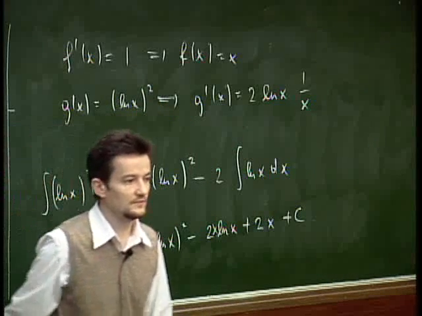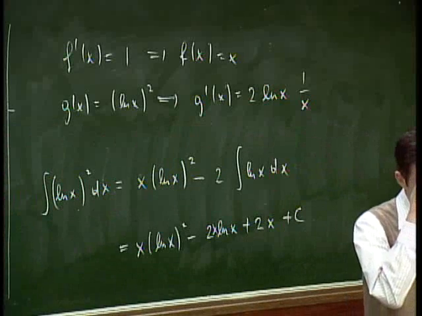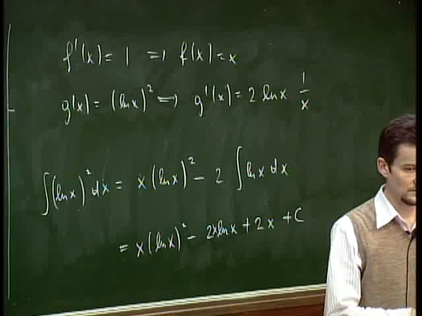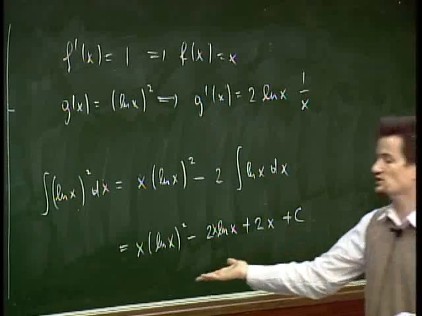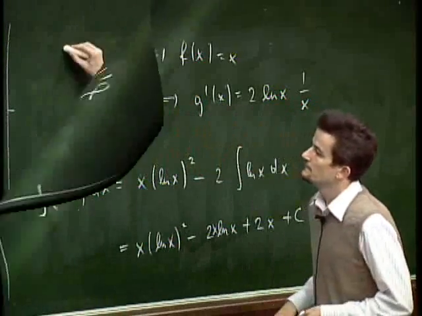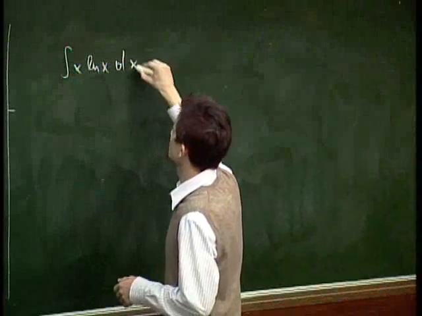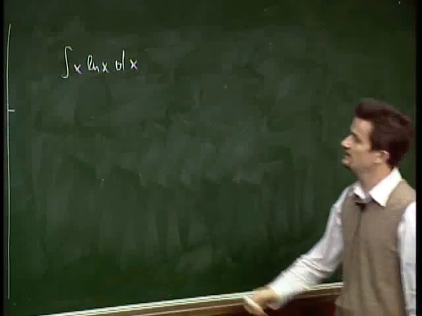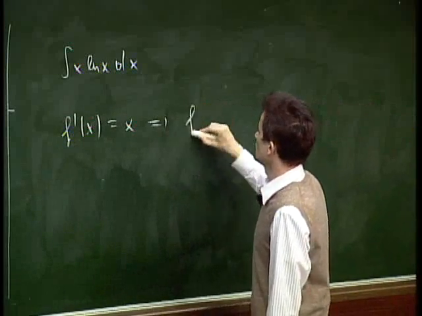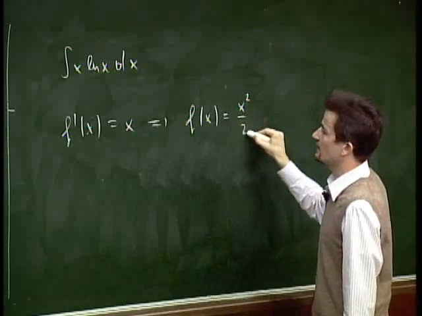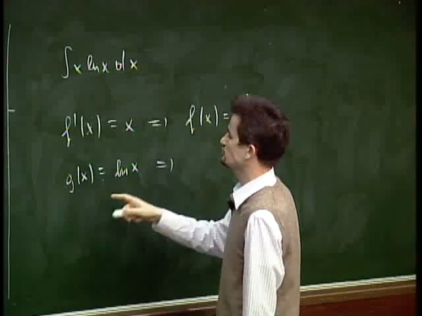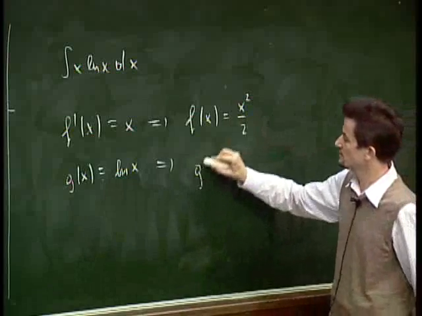So now, using this example, we would be able to compute the volume of the solid if we take e to the minus x and rotate it about the y-axis from 0 to 1. Because essentially, using cross sections, what we get is this integral here. This one. Also easy. In this case, you take the derivative of f of x to be equal to x, so f of x will be equal to x squared over 2, and g of x will be equal to ln of x. The reason why you choose g of x to be equal to ln of x is because the derivative is easier.